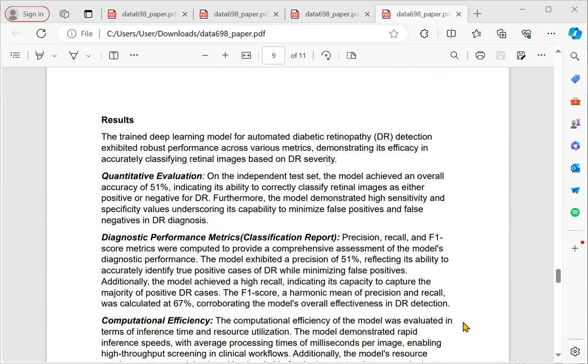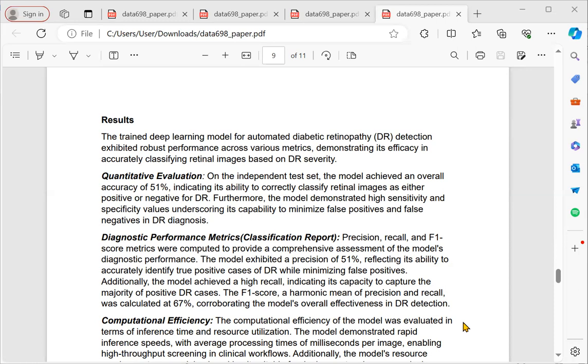Yes, we need to adapt it for different hospitals and different clinical trials, and see how well this model identifies diabetic retinopathy. The trained deep learning model for automatic detection exhibited robust performance. It took hardly 20 or 30 seconds across various metrics, demonstrating its efficacy in accurately classifying retinal images based on DRCF. Quantitative ones.